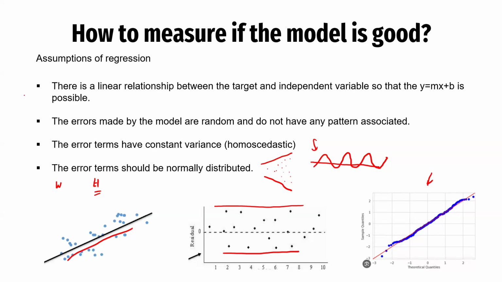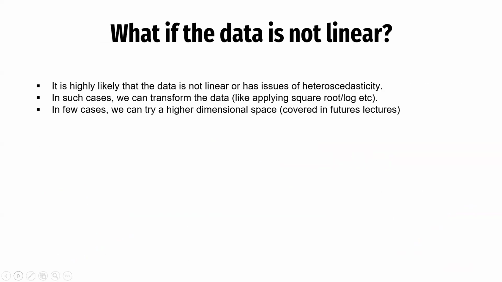Okay, now there might be a couple of cases where the relationship is not linear, but we are still trying to apply the linear model. So what should we do when the data is not linear? There are a couple of things that we can try out. We can always apply some kind of square root or log and see if, by applying log, it is converted to a linear space or not, or whether converting lower dimensions to higher dimensions makes the data normal or linear.